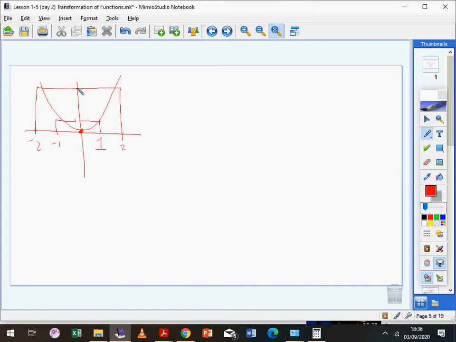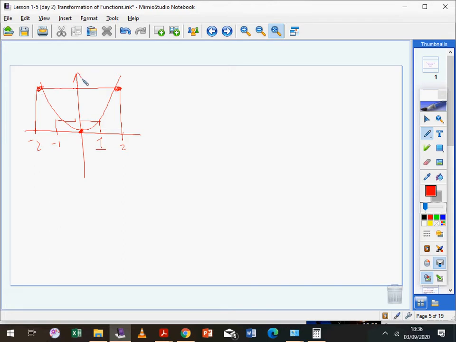Just forgive my accuracy, because 2 squared is the same as negative 2 squared. So those functions are called symmetric. They're symmetric across the y-axis, and they're called even functions. That's what an even function is.